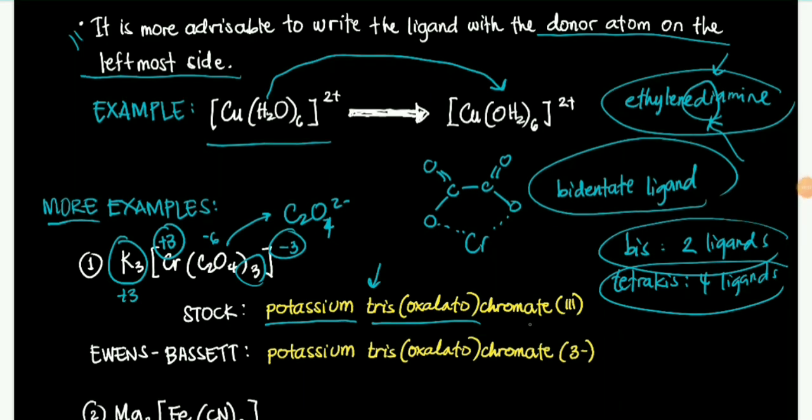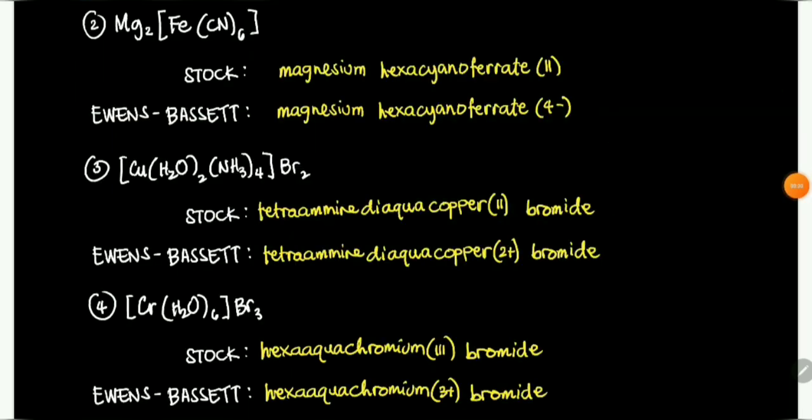So, trisoxalato chromate, kasi that is an anion. Okay? So, an ion name yung gagamitin natin. So, 3 because of the oxidation state of your chromium. That is for the stock system. Kapag Ewens Bassett, potassium trisoxalato chromate, 3 minus because of the charge of your anion. Okay? So, for the next example, we have this compound. So, dalawa yung magnesium.